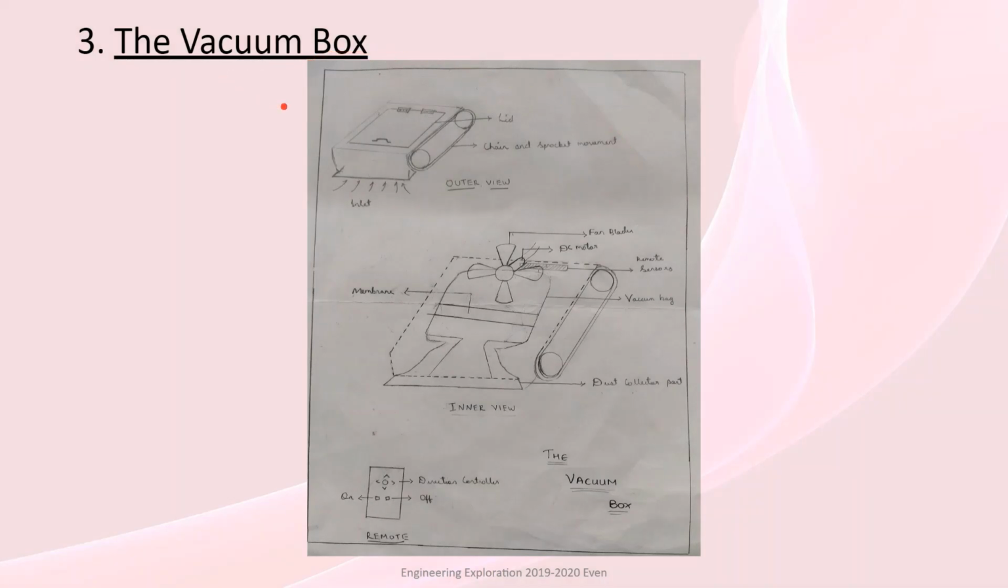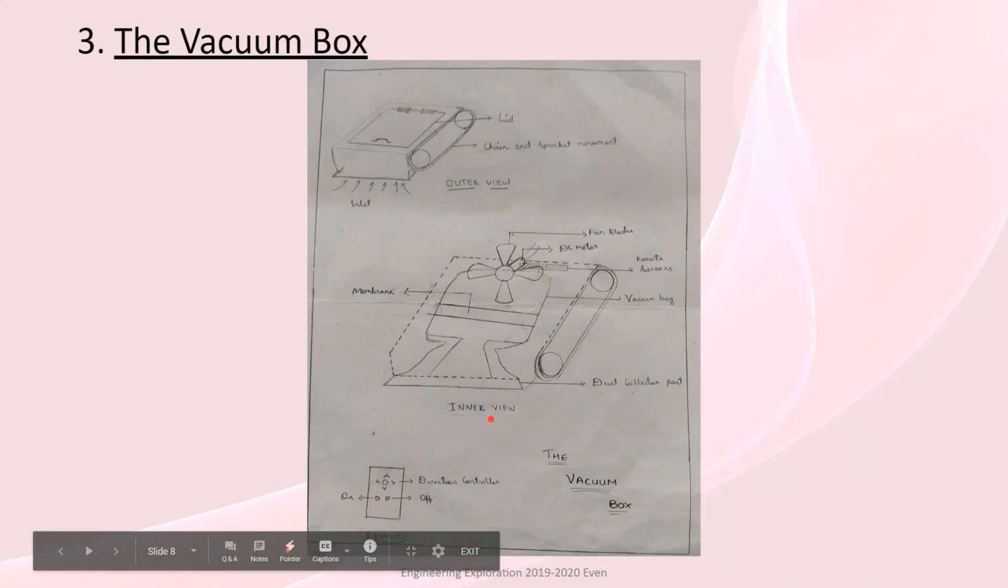Next comes the vacuum box. As the name suggests, the whole cleaning will be done with the help of vacuum itself. In this, the dust collected will be stored in this particular area, and this bot will move with the help of rollers and will be controlled with the help of a remote.